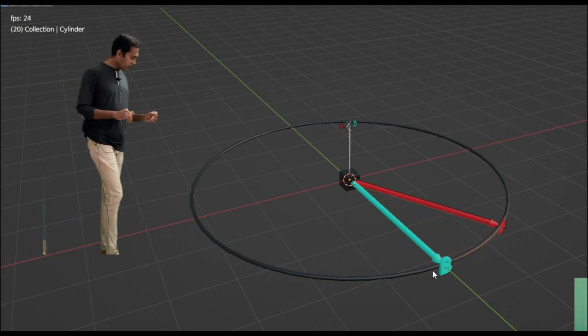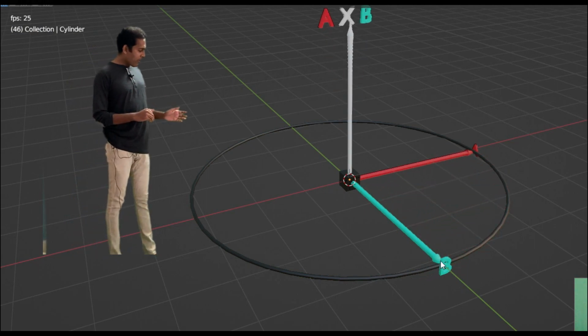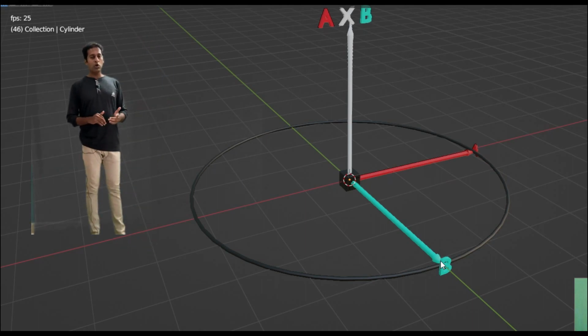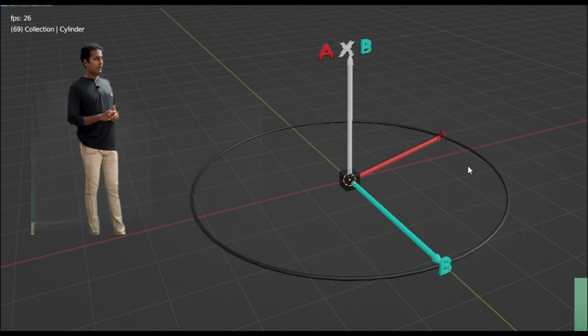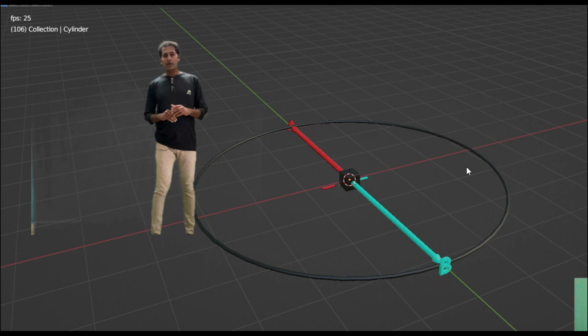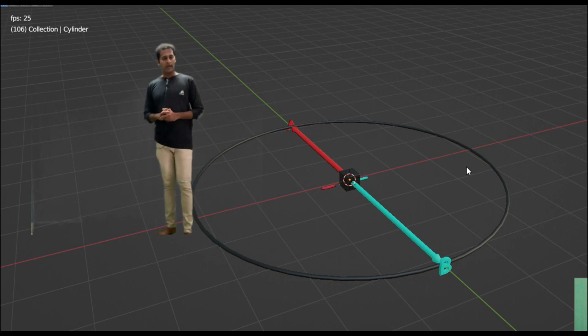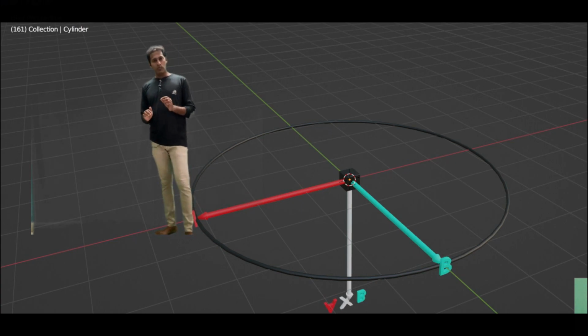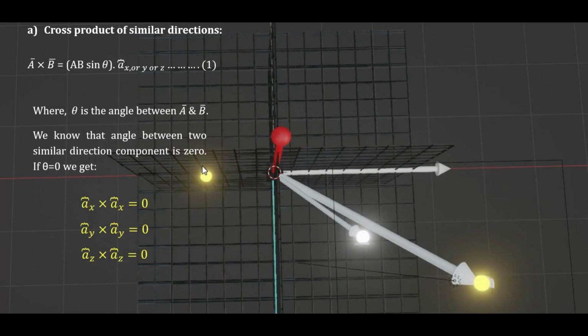You can observe from this graph, when A bar and B bar are perpendicular to each other, the cross product is maximum, like this line. When these two vectors have 0 degrees difference between them, at that moment the cross product is 0. These 2 points we have to remember.